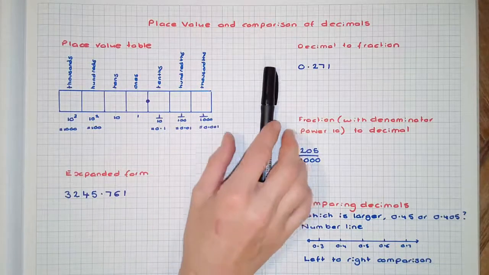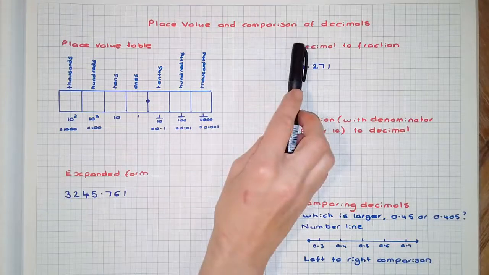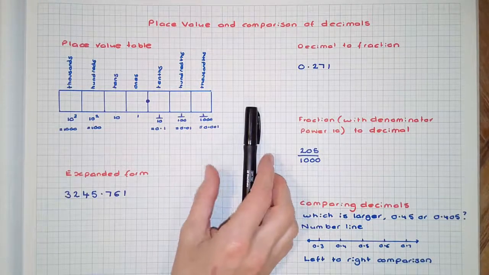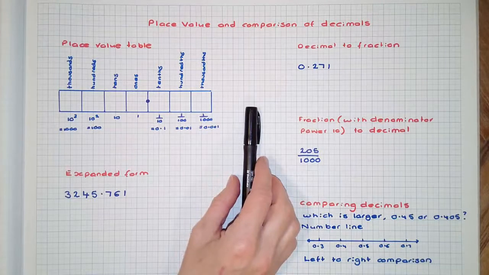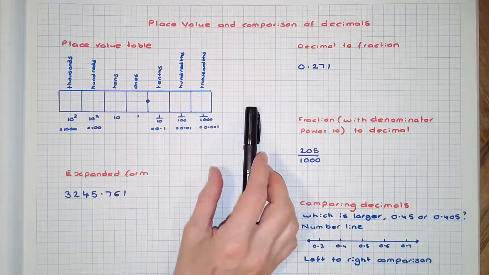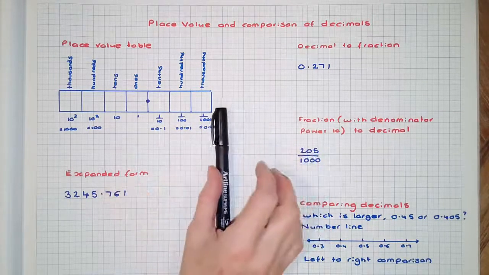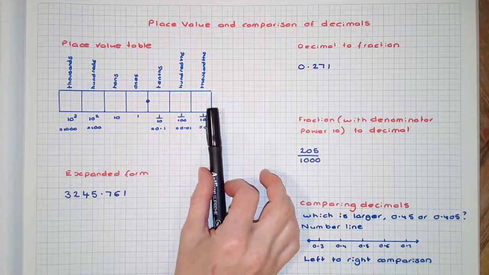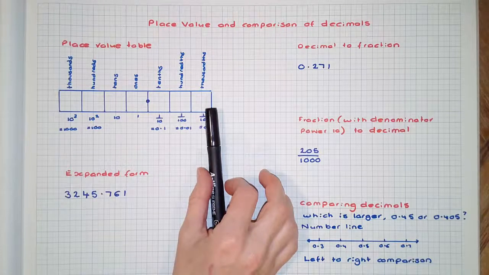In this video, we're going to have a look at place value and comparison of decimals. Decimals are commonly used in measurement and, of course, finance when dealing with money. The word decimals comes from a Latin word meaning 10, and it makes sense that we use a decimal or base 10 place value system on Earth because we have 10 fingers.